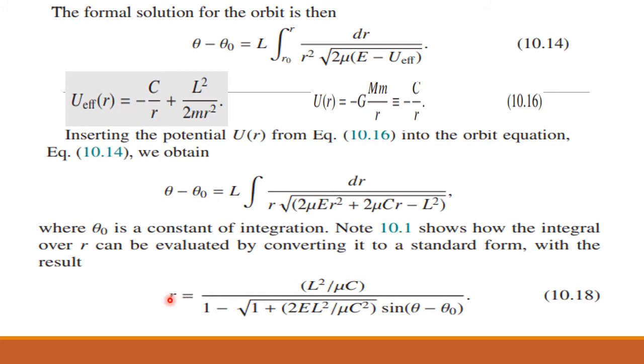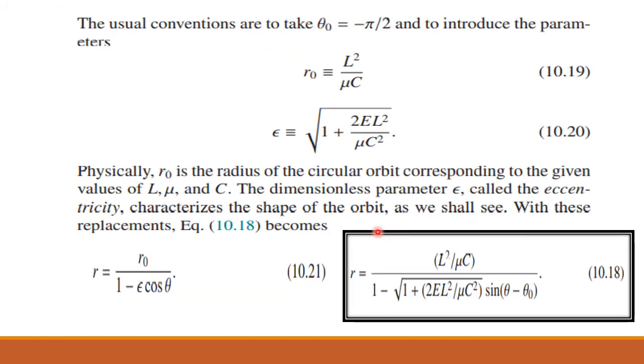The result is r equal to L squared by mu C, divided by 1 minus root of 1 plus 2 E L squared by mu C squared, times sin of theta minus theta 0. This is the solution after integration, and the integration is given in section 10.1. In that equation we put some parameters, which is our usual convention. We put theta 0 equal to minus pi by 2, r0 as L squared by mu C, and the term in the square root we take as epsilon.